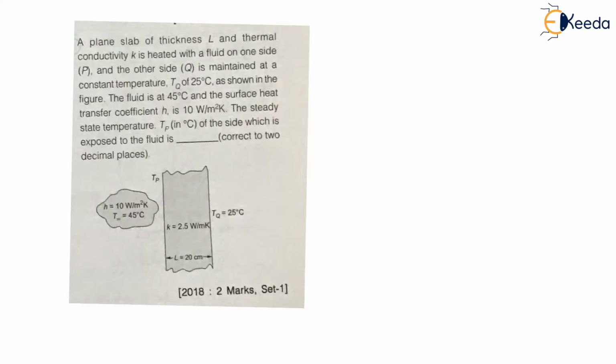The question is, a plain slab of thickness L and thermal conductivity K is heated with a fluid on one side P. Now you can see here temperature of side P, Tp, is given, so this side must be P, and here there will be a hot fluid, right, and this fluid is used to heat this side. And the other side Q is maintained at a constant temperature Tq of 25 degrees Celsius. Now the right side, which has temperature Tq of 25 degrees Celsius, this is given in the question.